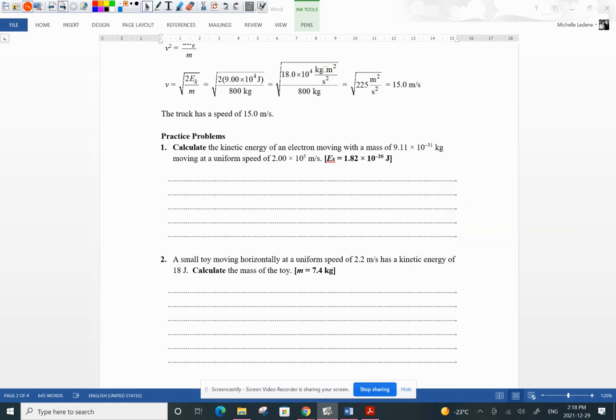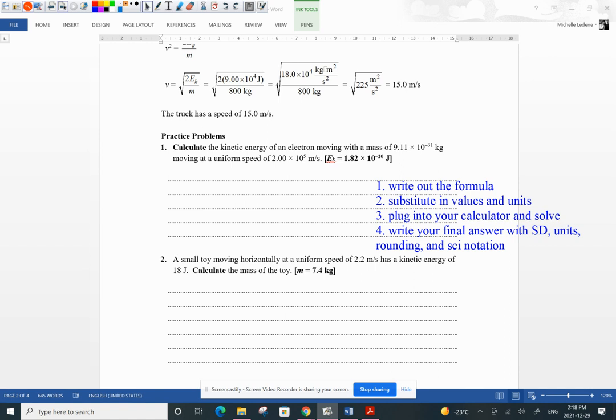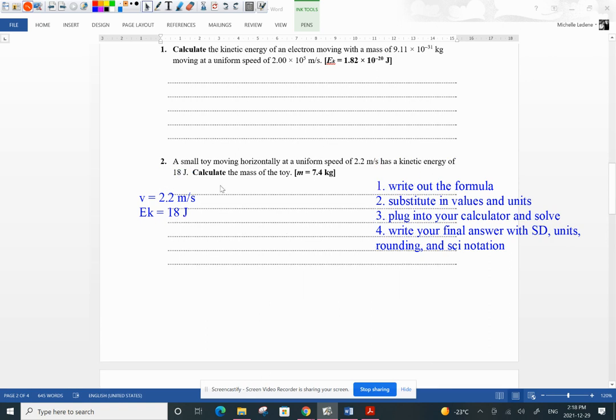Okay, let's try another example. Same deal, write out your formula, substitute in your values. You've heard me say this 100 times, so let's just do it. Let's read what we're looking at here. We've got a toy moving at a uniform speed. V is 2.2 meters per second. Right off the bat, I see there are 2 sig digs in this question. We've also been given the kinetic energy, EK, 2 sig digs in that value of 18 joules.